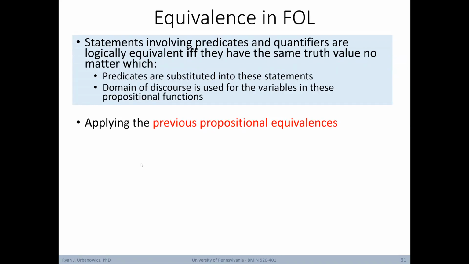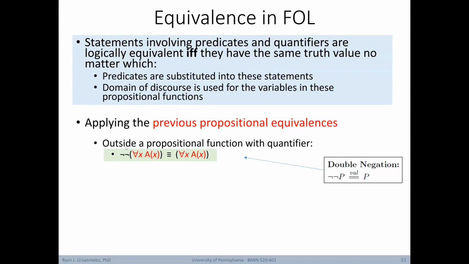Let's take a look at how you can go about using the previous propositional equivalences that we already learned. Here we look at applying propositional equivalence outside a propositional function that includes a quantifier. For example, we have a quantifier here within parentheses with 2 negates on the outside. We could still apply the double negation here. In other words, this is equivalent to this. This also works inside the scope of a quantifier, such that the double negate here is equivalent to this.